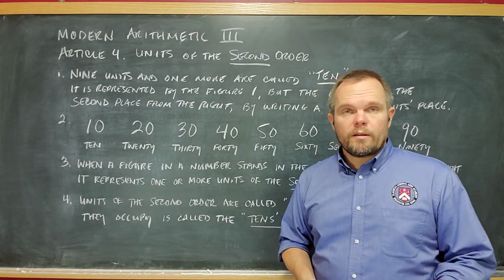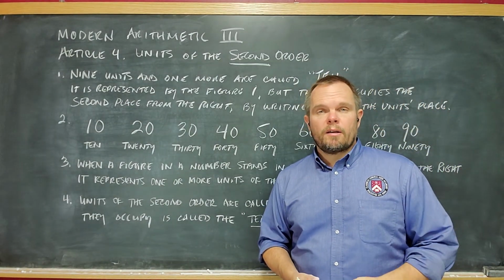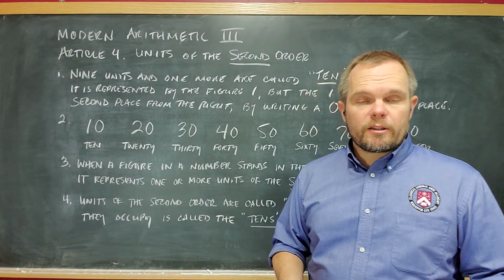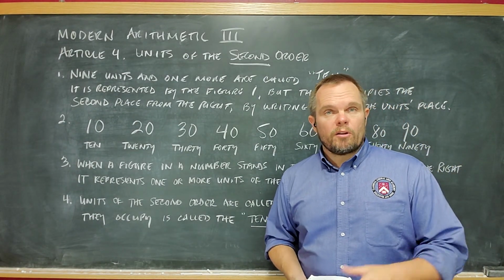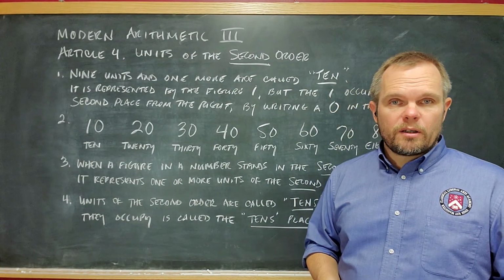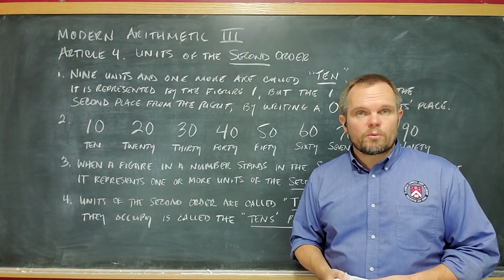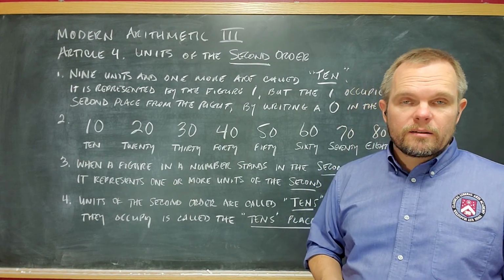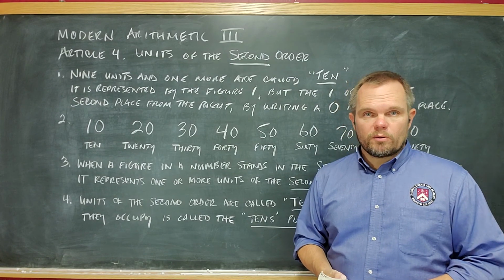In Article 1, we learned what units are, we learned what numbers are, and we learned that numbers can be expressed by words or by characters. And we learned that there are two systems of notation that are used today to express numbers with characters: the Arabic system of notation and the Roman system of notation.